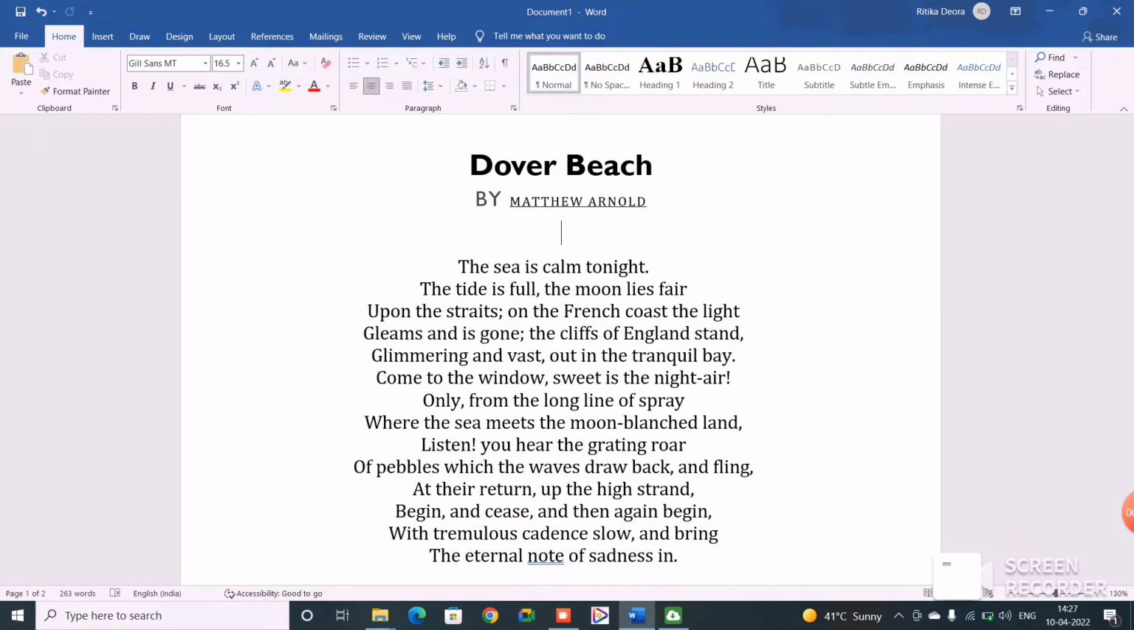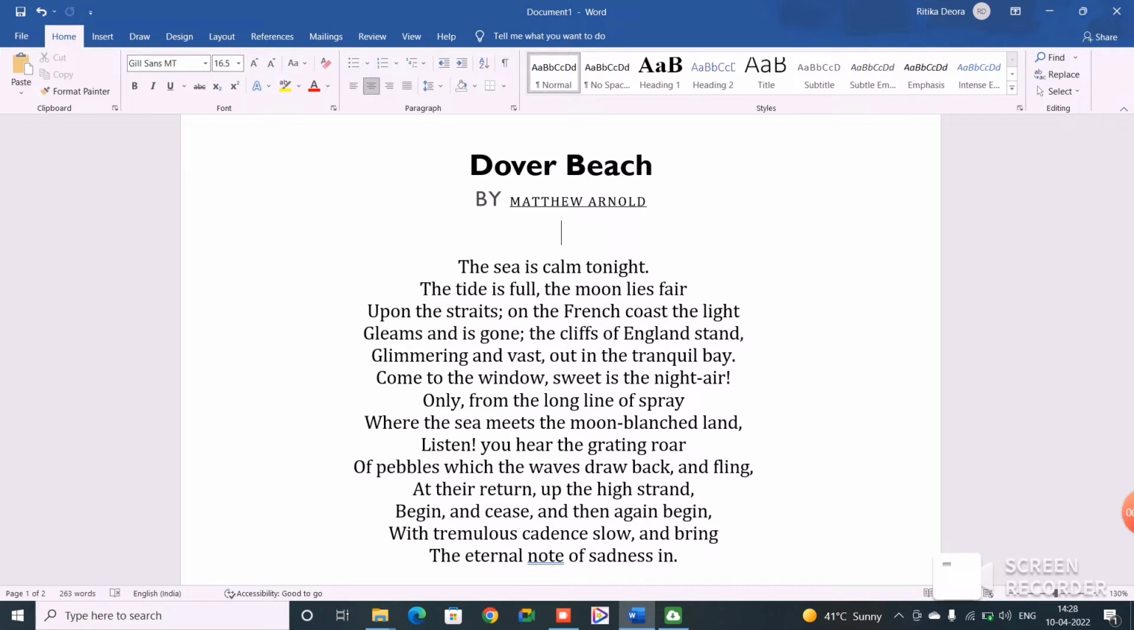So the coast on which the poet is actually standing, in that coast, all the buildings and the cliffs and everything is standing very bright, glimmering and vast. Whereas the French coast, which the poet is facing, is becoming blur and blur because of the high tides.